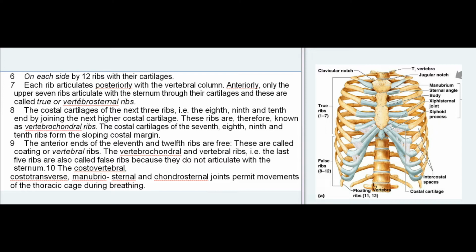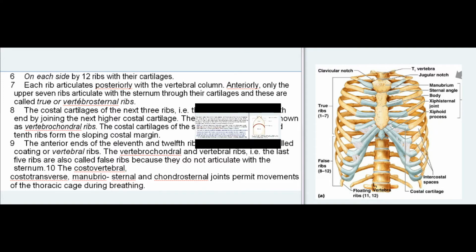The anterior ends of the 11th and 12th ribs are free; these are called floating or vertebral ribs. The vertebrochondral and vertebral ribs, i.e. the last 5 ribs, are also called false ribs because they do not articulate with the sternum. The costovertebral, transverse, manubriosternal and chondrosternal joints permit movements of the thoracic cage during breathing.